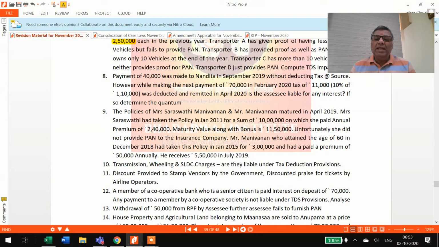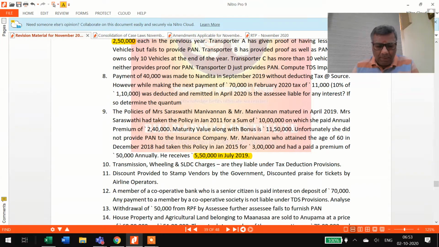Manivannan, who attained the age of 60 in December 2000, I think. Here I have made a mistake, correction. He had this policy from January 2015, 3 lakhs policy value with a premium of 50,000 annually. He received 5 lakh 50,000 in July 2019. Both these things are before the amendment. The amendment question I will work out separately.